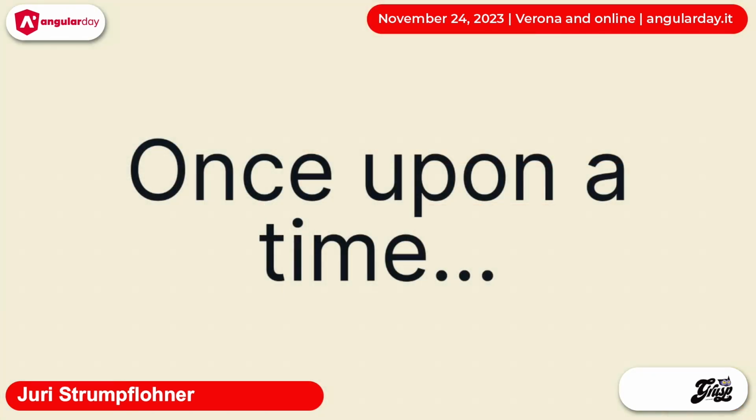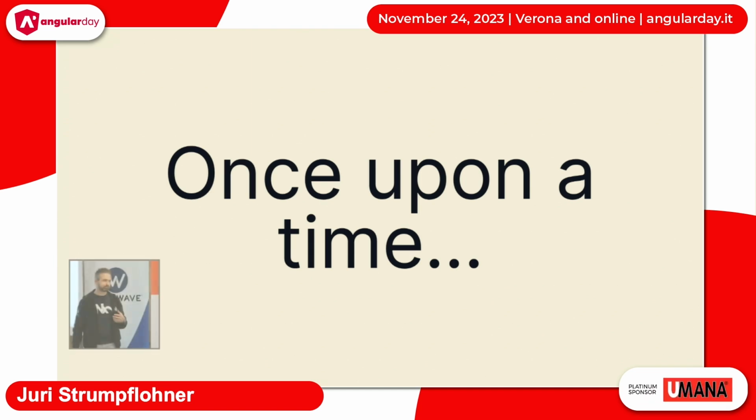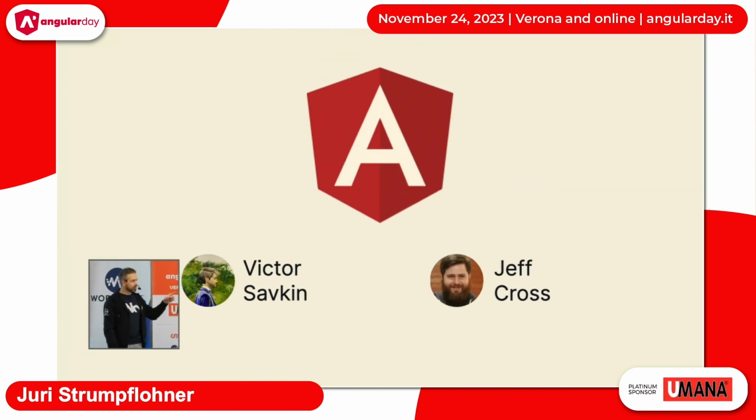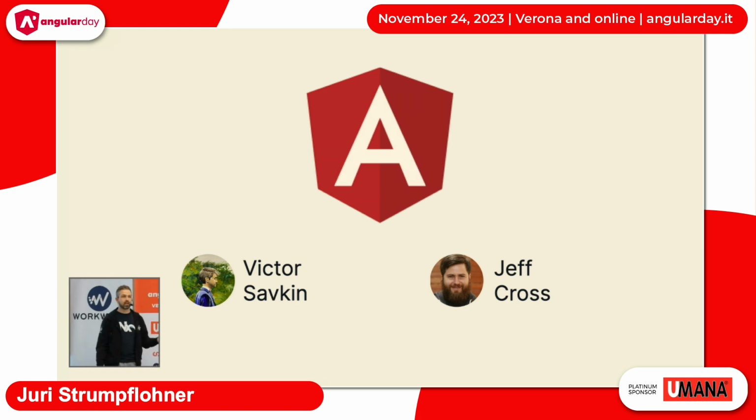So just a little bit of storyline, because I think it's important to understand where NX came from and why some of the things that you might see are so similar to what Angular CLI does. The two founders of NX, Victor Safkin and Jeff Cross, have been part of the Angular team. They were there when there was still Angular 1.x, and they helped with the whole rewrite and transition to Angular 2+. Jeff Cross was the lead of the famous Angular mobile team, and Victor Safkin is the one that wrote the router which we're using today.